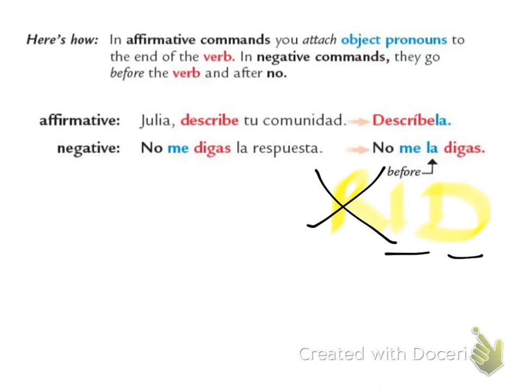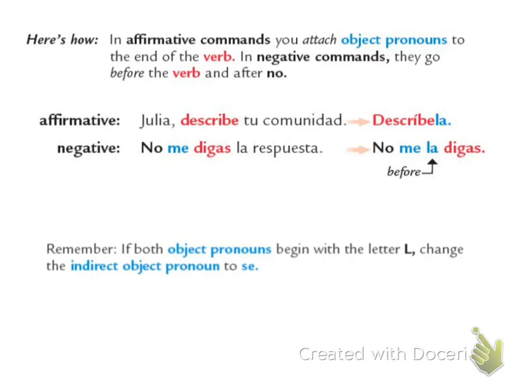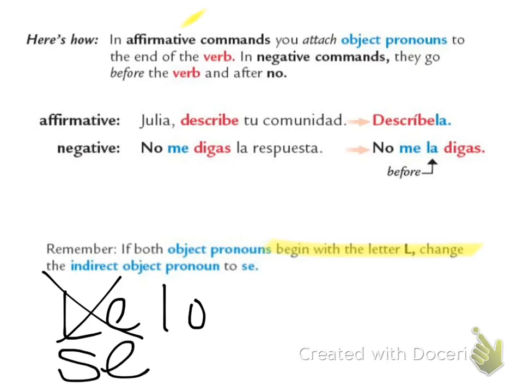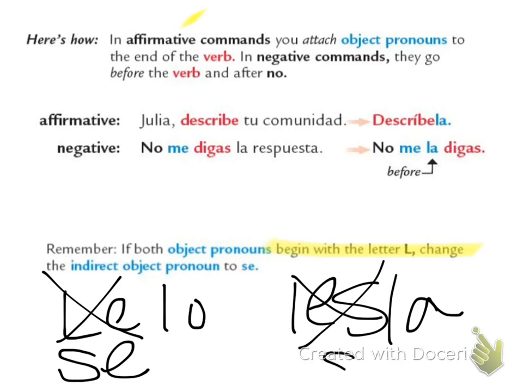Okay, let's look at another example. If both object pronouns begin with L, we have to change the L to se. So you will not have le lo, you should have se lo, okay? Or les la would change to se la.